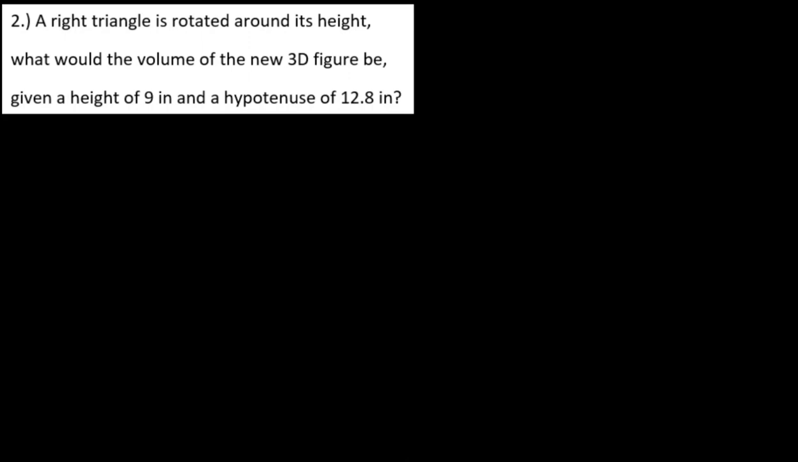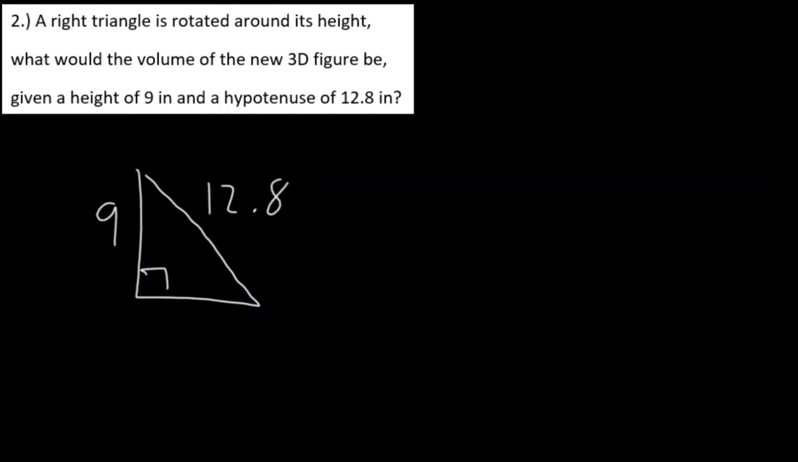Okay, here we have our second example. A right triangle is rotated around its height. What would the volume of the new three-dimensional figure be given a height of 9 and a hypotenuse of 12.8 inches? Okay, let's start by drawing our right triangle. So just a pretty generic, straightforward right triangle. We know that the height is 9, and we know the hypotenuse is 12.8. Okay, and it says it's rotated around its height.